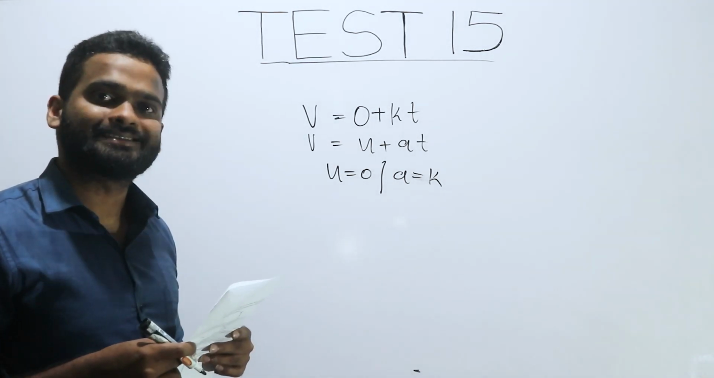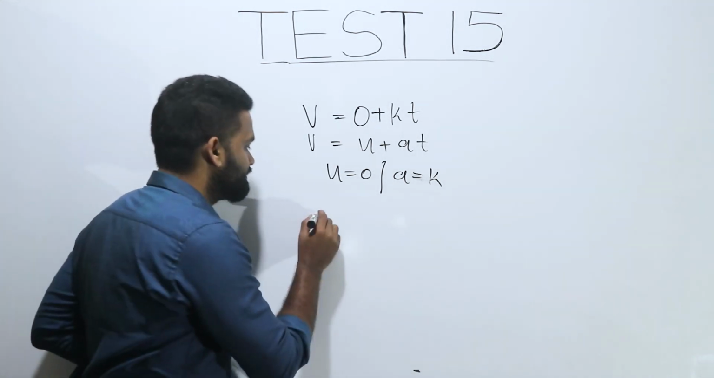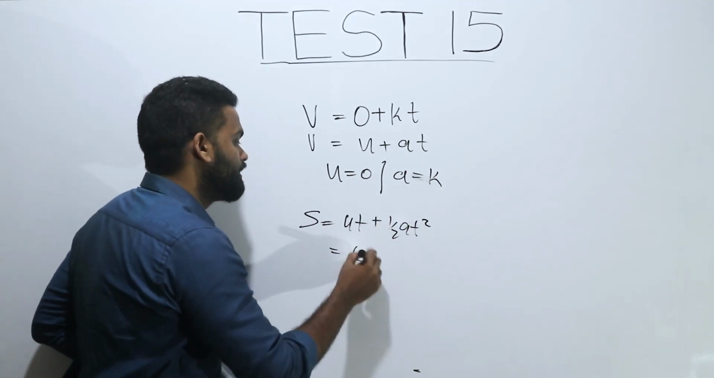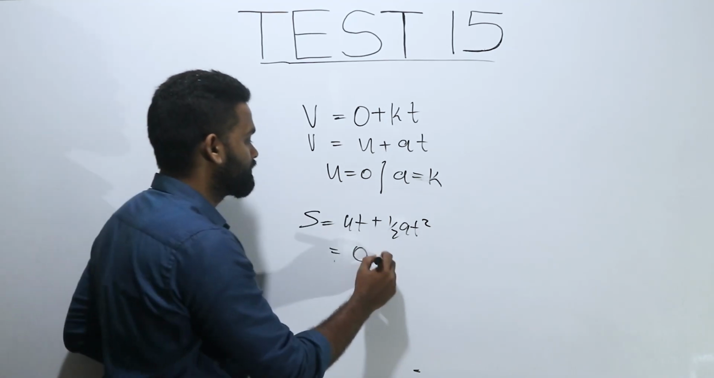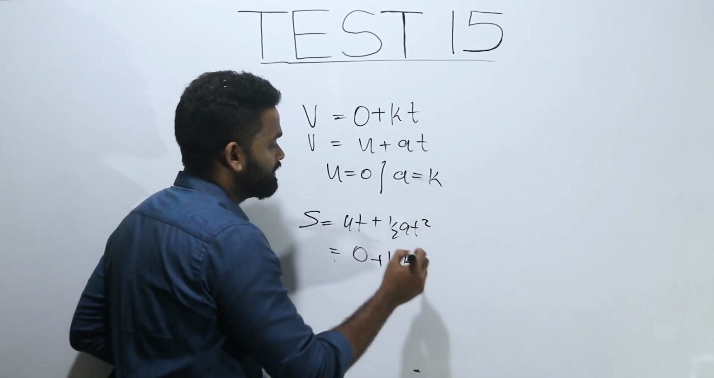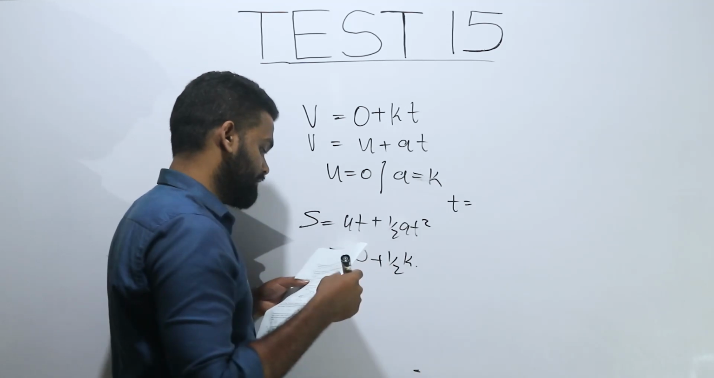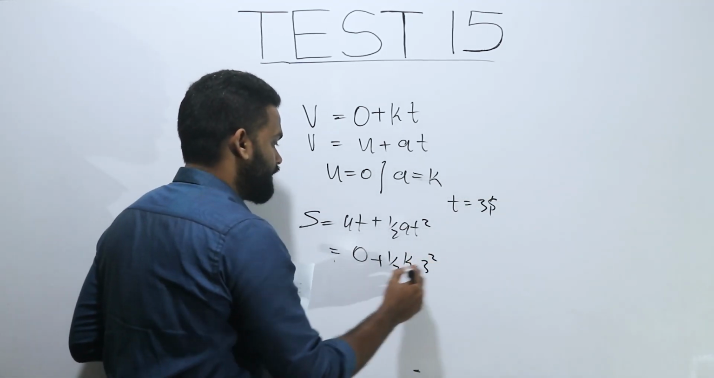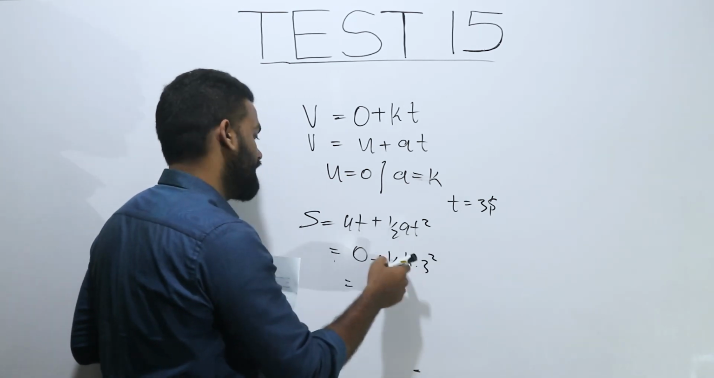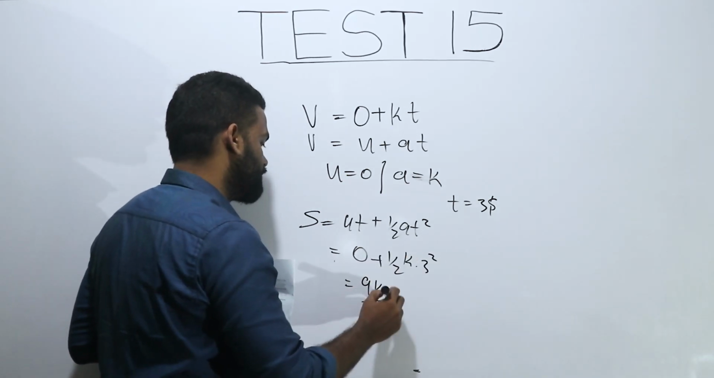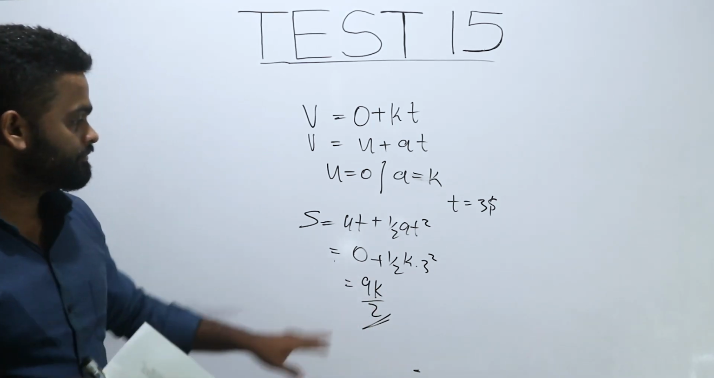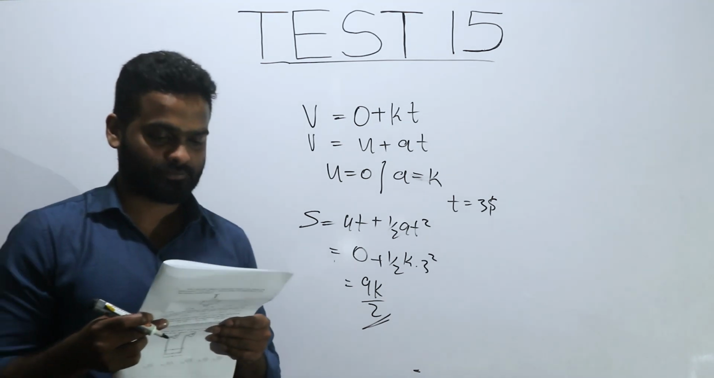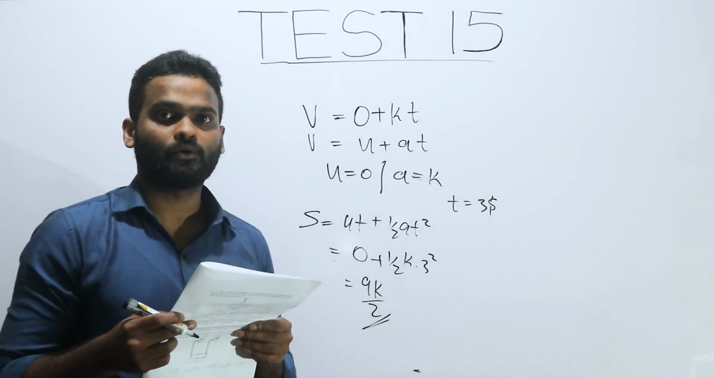So what they ask is the distance. To find the distance, just use this equation. The initial velocity is 0, the acceleration is k, and what they ask is when t equals 3. So 3 squared, 9k divided by 2. This is the displacement after 3 seconds. So the answer should be the fourth one.